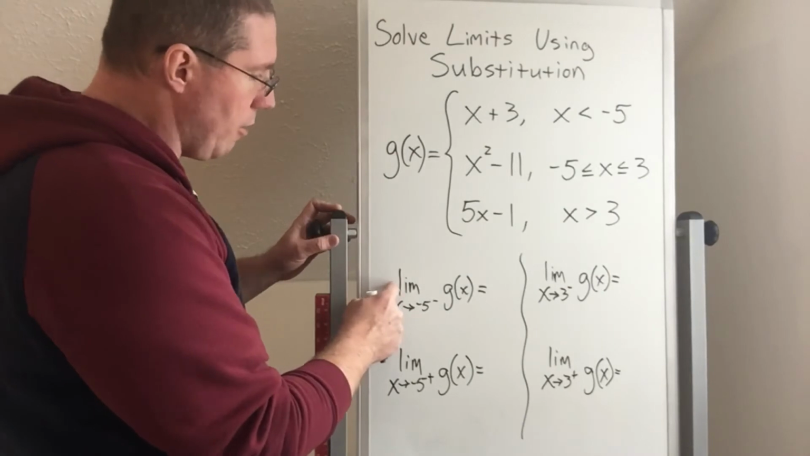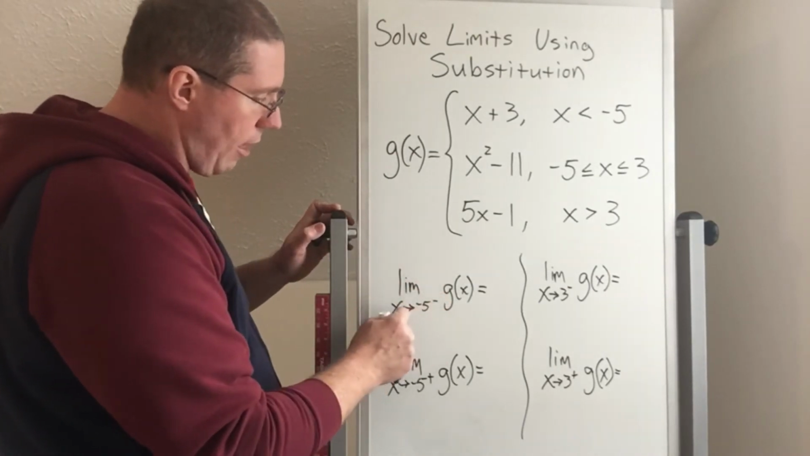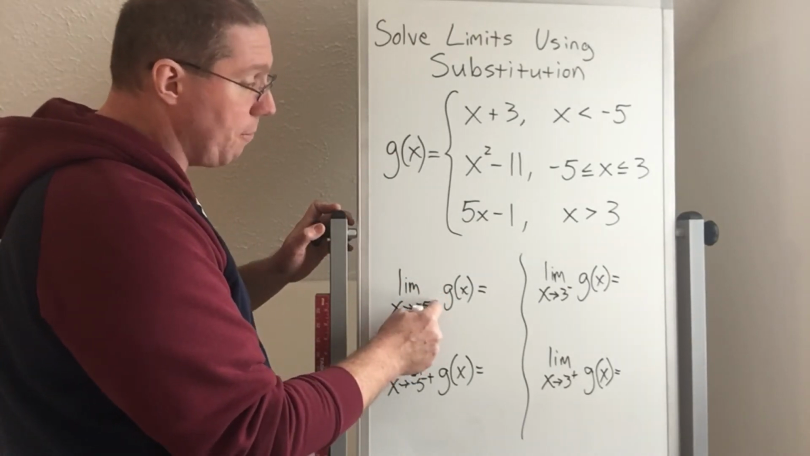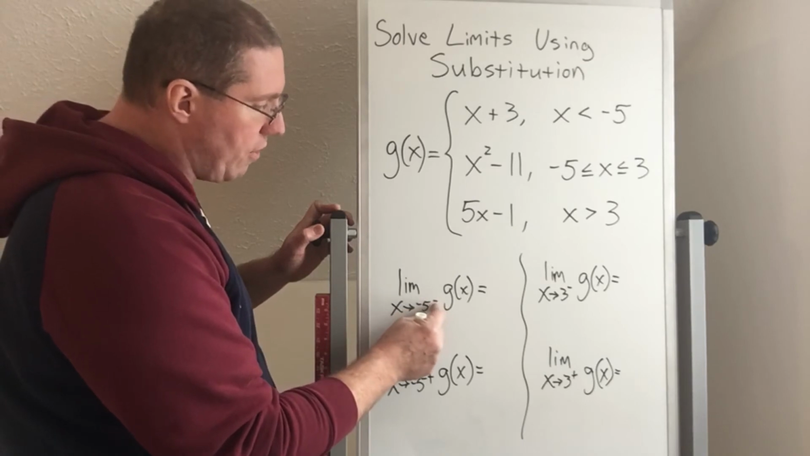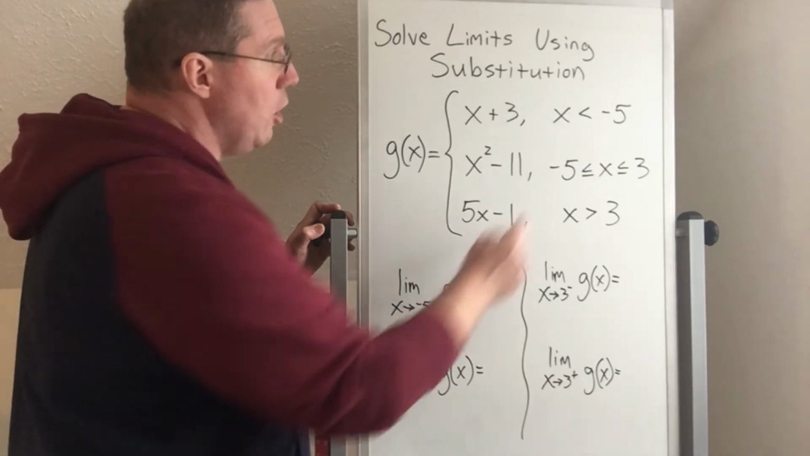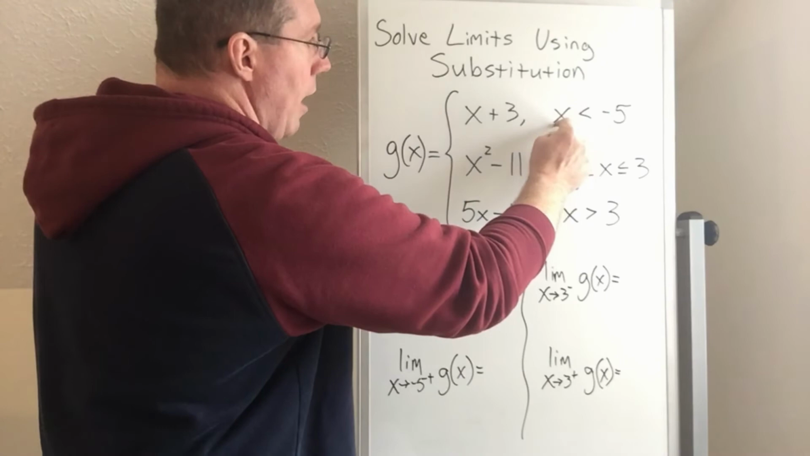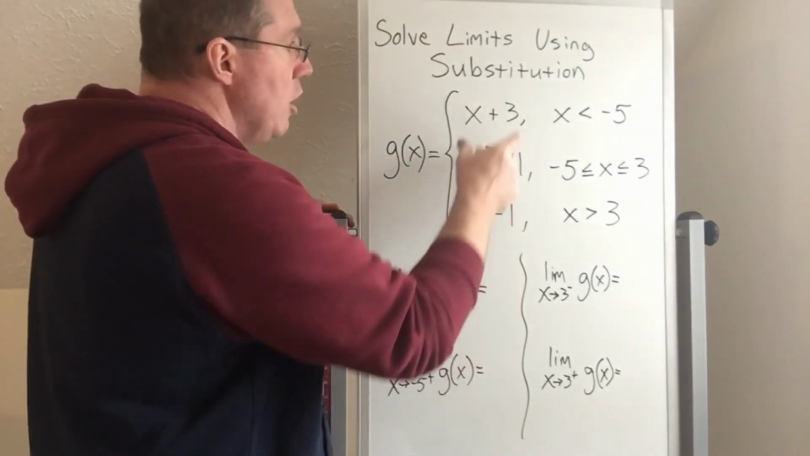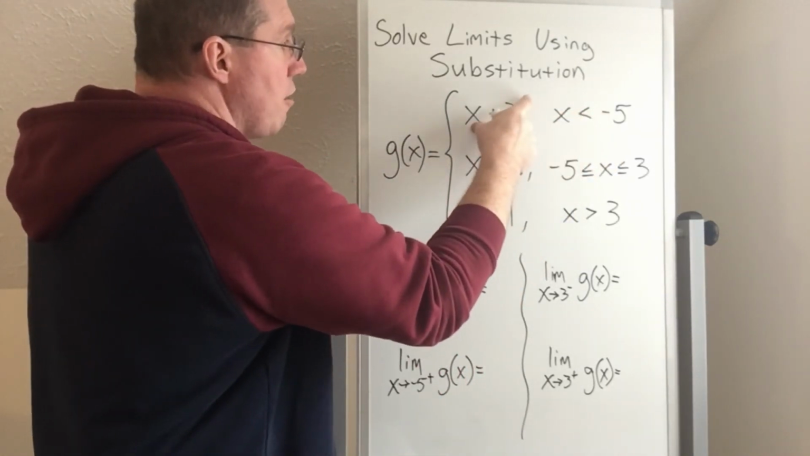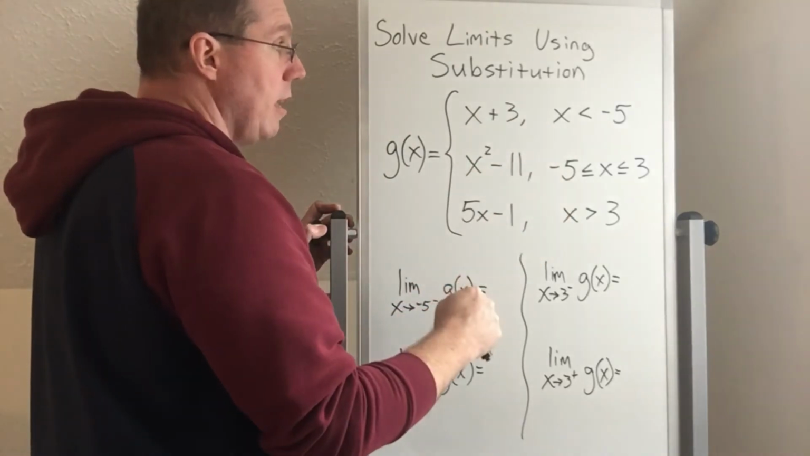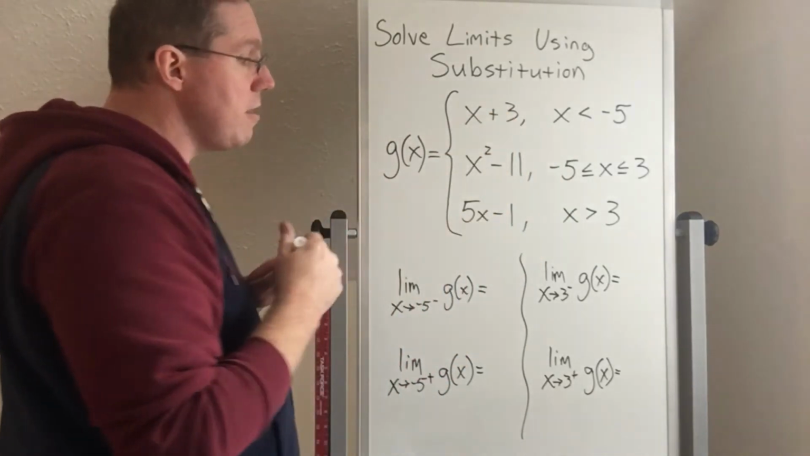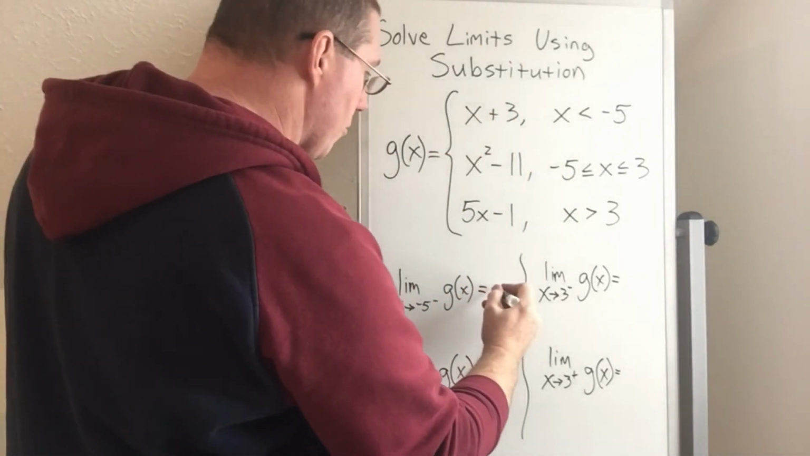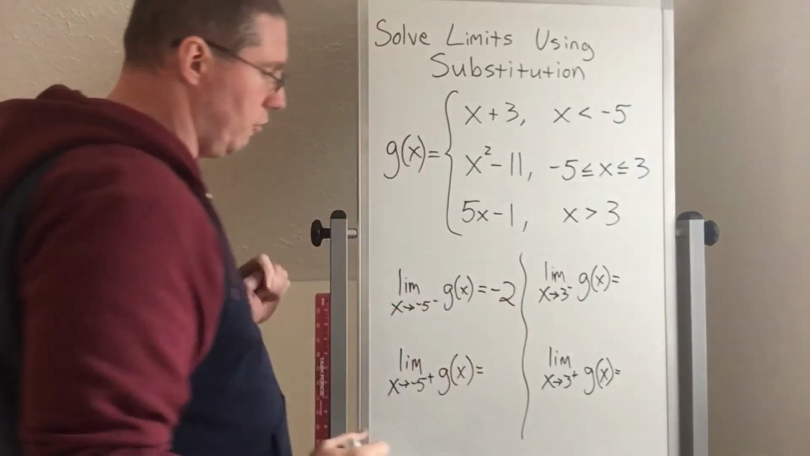So this one says, what's the limit of g of x as x approaches -5 from the left? So we're looking for numbers that are smaller than -5. Well, here's -5, and here's where x is smaller than -5. So we're going to plug -5 into this piece right here, and that'll give us the answer. -5 plus 3, that's -2. Therefore, the answer to this limit is -2, okay?